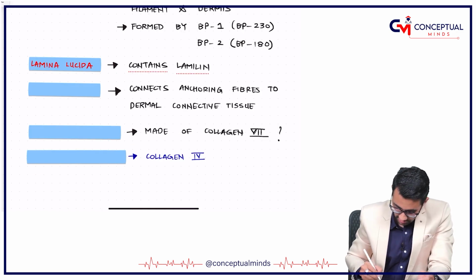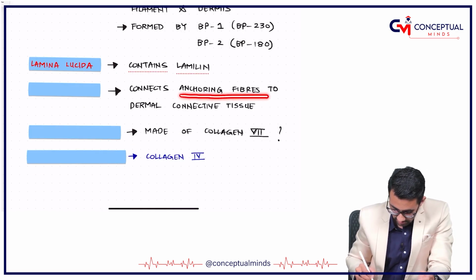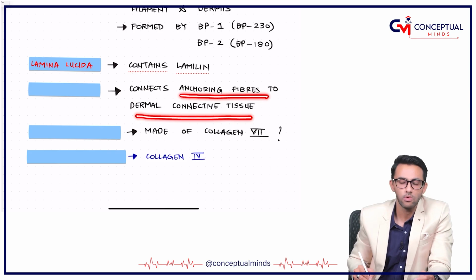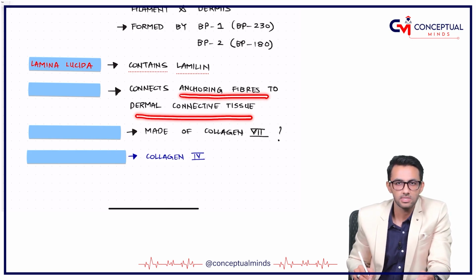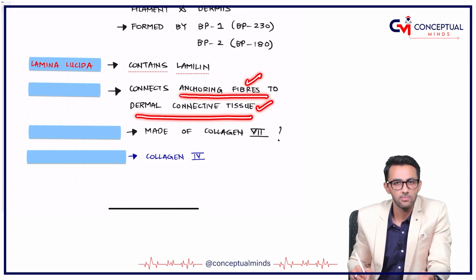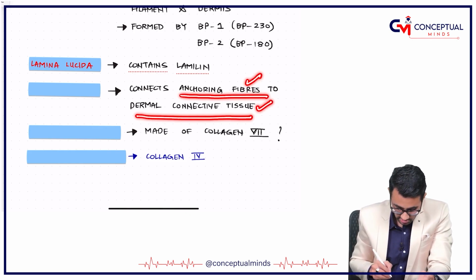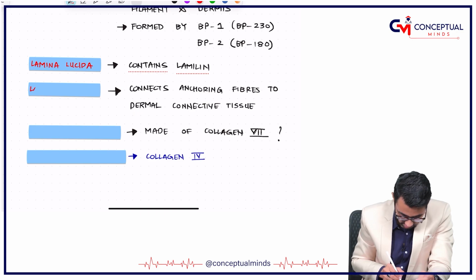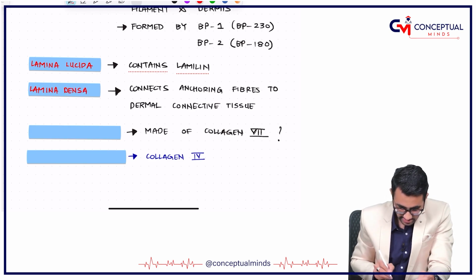The next one: what connects the anchoring fibers to the dermal connective tissue? The anchoring fibers are the yellow structures, and the dermal connective tissue is the pink structure at the very bottom. So it was the lamina densa doing it.